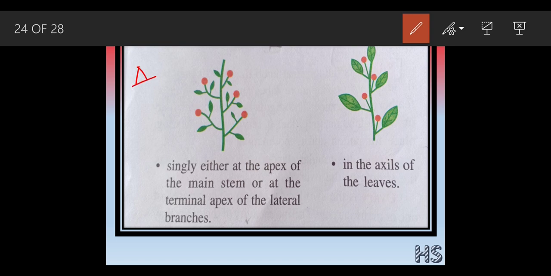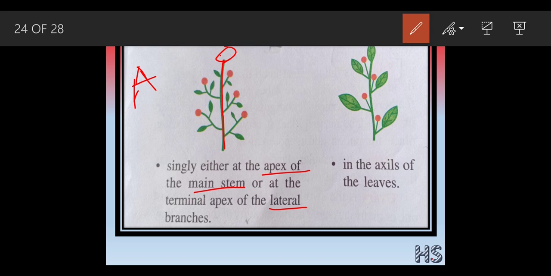Suppose this is A. So first I am going to discuss this A part. They have written singly either at the apex of the main stem. Which is the main stem? This is a main stem. Okay, this main stem might have one flower at the top. What do you mean by apex? Apex means the top. Okay, or at the terminal apex of the lateral branches.